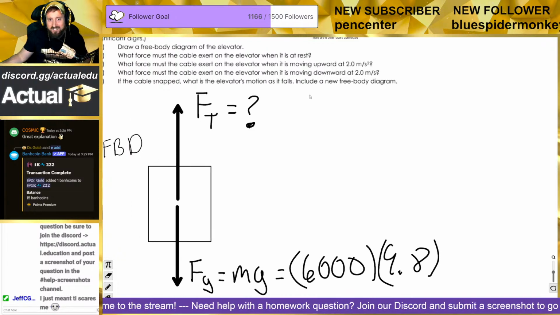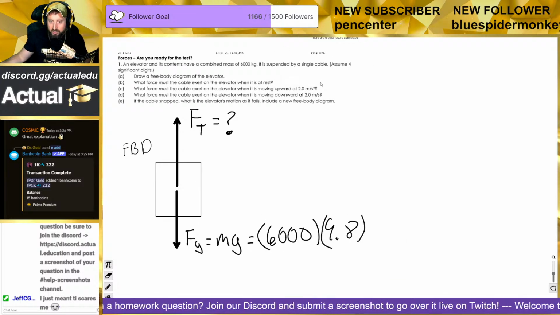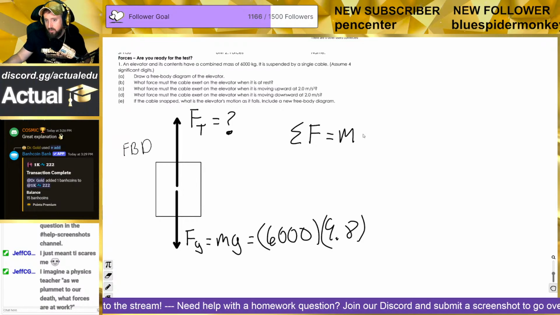It says, what force must the cable exert on the elevator when it is at rest? To do this, we use Newton's laws. In order to use Newton's laws, first you have to write out what all the forces are. Then you write out Newton's second law, which says sigma, which means adding up, the sum of all the forces should be equal to the mass times the acceleration of the object.